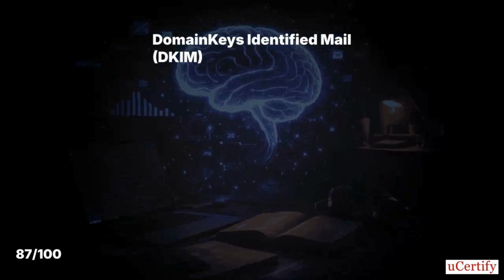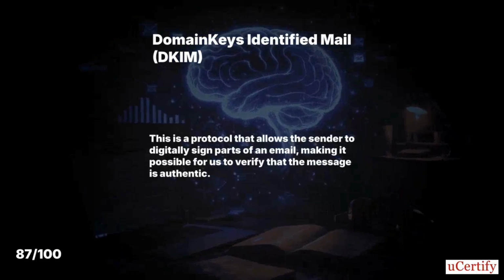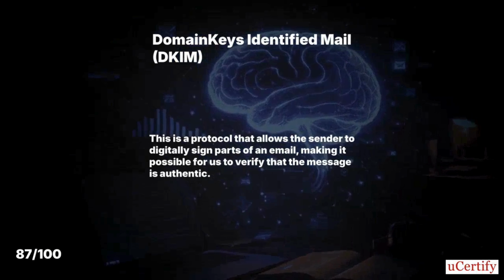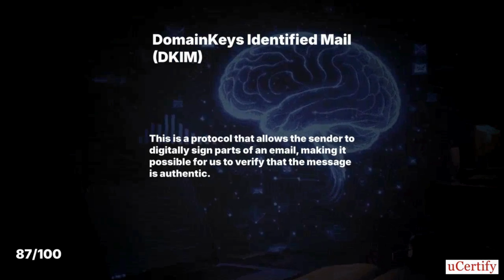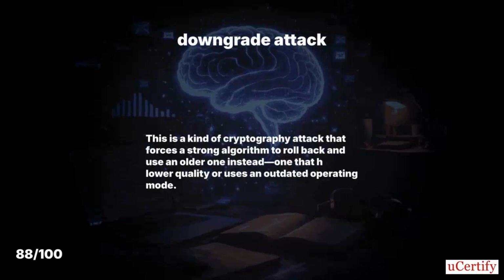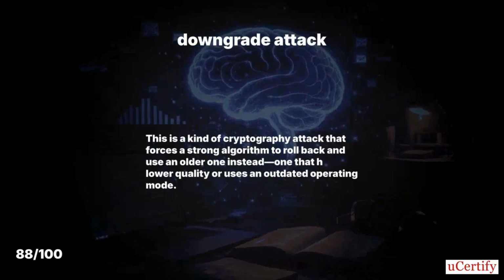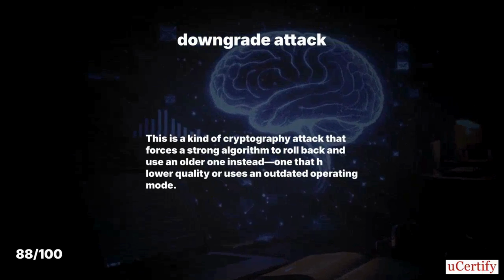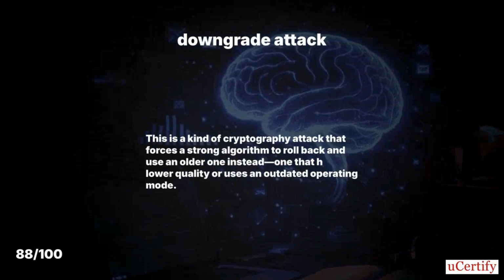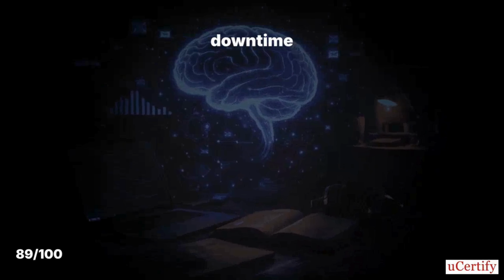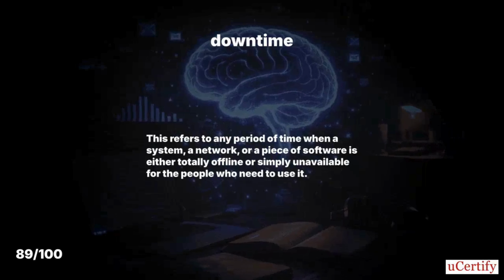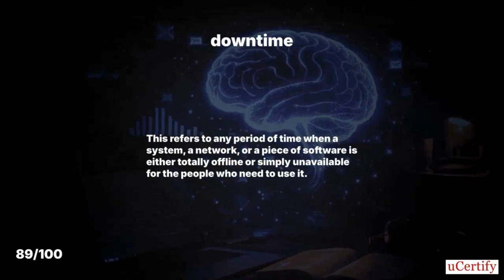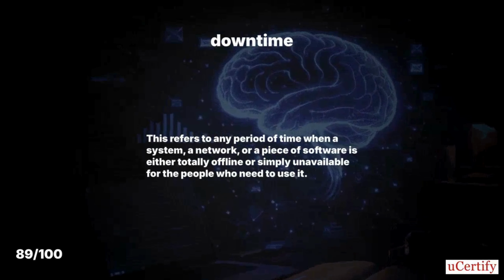DomainKeys Identified Mail, DKIM. This is a protocol that allows the sender to digitally sign parts of an email, making it possible for us to verify that the message is authentic. Downgrade attack. This is a kind of cryptographic attack that forces a strong algorithm to roll back and use an older one instead, one that has lower quality or uses an outdated operating mode. Downtime. This refers to any period of time when a system, a network, or a piece of software is either totally offline or simply unavailable for the people who need to use it.